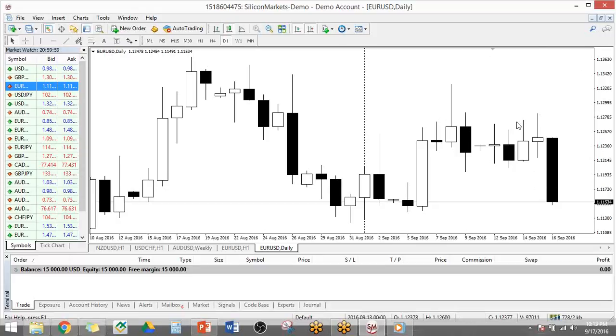So, are there any questions with understanding candlesticks, like the logic behind it, before we go to the patterns and stuff? Any questions?